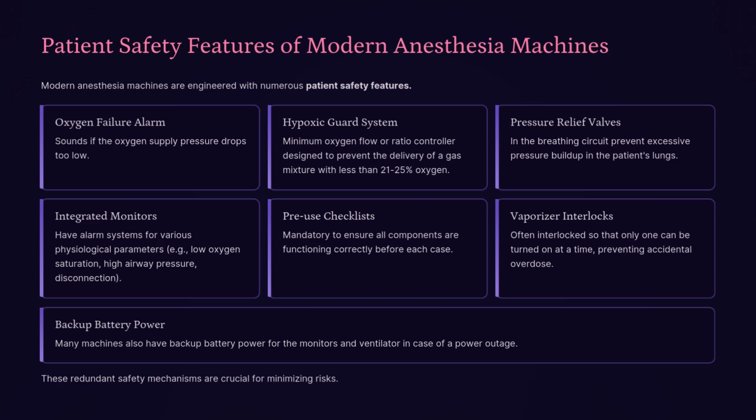Pressure relief valves in the breathing circuit prevent excessive pressure buildup in the patient's lungs. Integrated monitors have alarm systems for various physiological parameters, e.g., low oxygen saturation, high airway pressure, disconnection. Pre-use checklists are mandatory to ensure all components are functioning correctly before each case. Vaporizers are often interlocked so that only one can be turned on at a time, preventing accidental overdose. Many machines also have backup battery power for the monitors and ventilator in case of a power outage. These redundant safety mechanisms are crucial for minimizing risks.